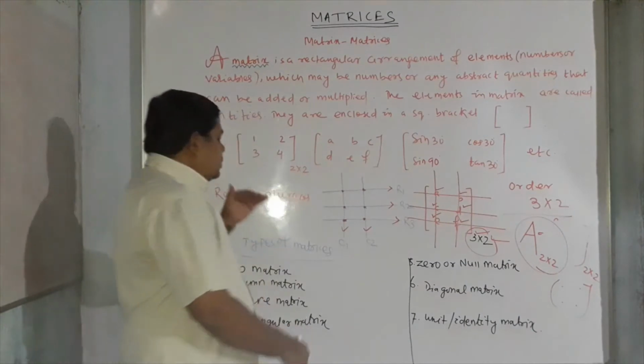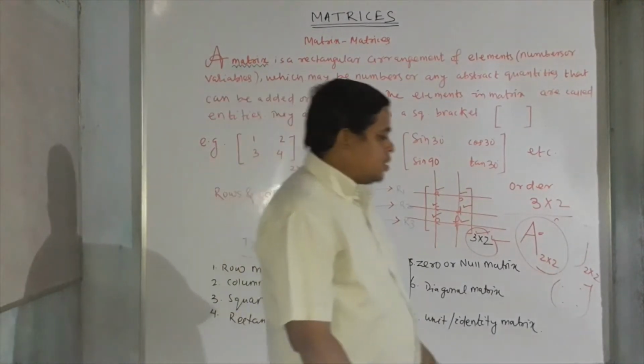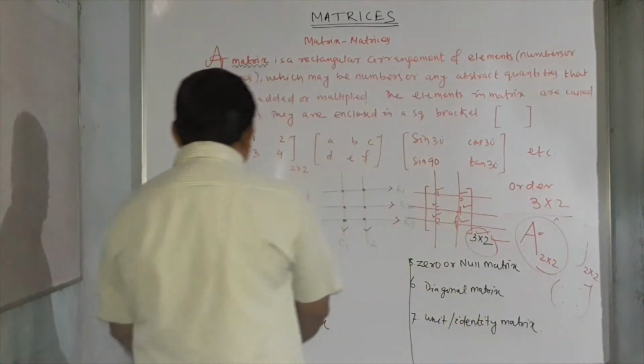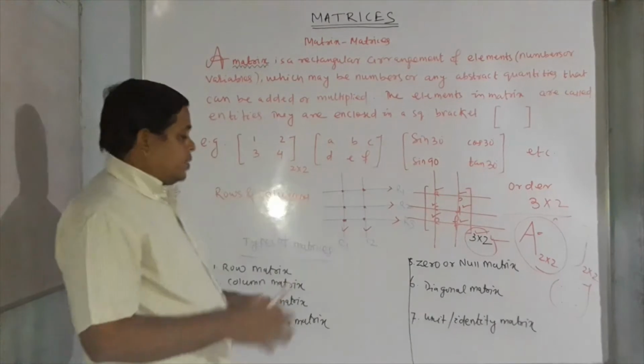Then, followed by the types of matrices. What are the types of matrices? Many types of matrices are present. Here I wrote some of them. Then after that, again, some more matrices are there. So I will make you understand.